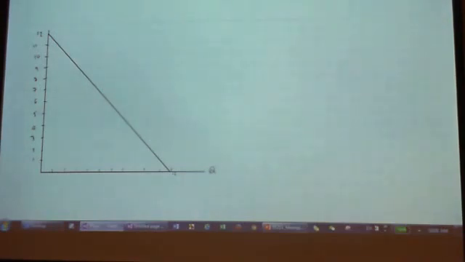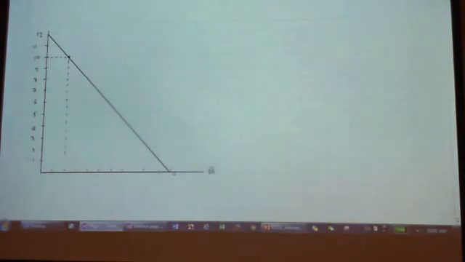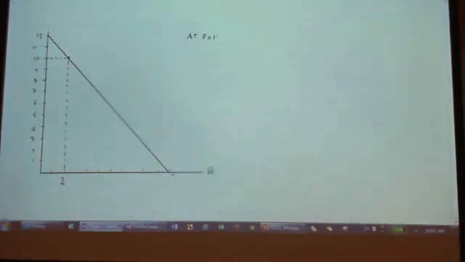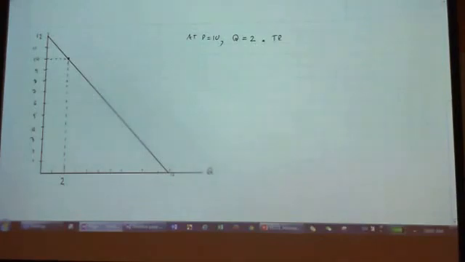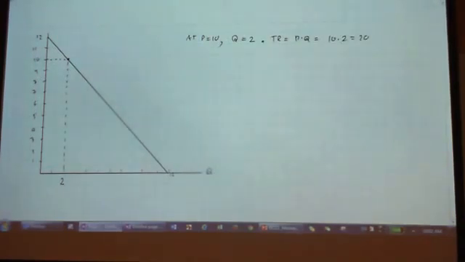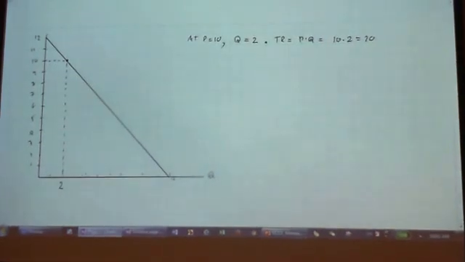Let's start from price 10. If I charge 10, see how many Q I can sell. I can sell 2 pieces. The demand curve suggests that. At price equal to 10, the corresponding Q is 2 units. If so, I quickly calculate my revenue: P times Q, 10 times 2. I got 20.